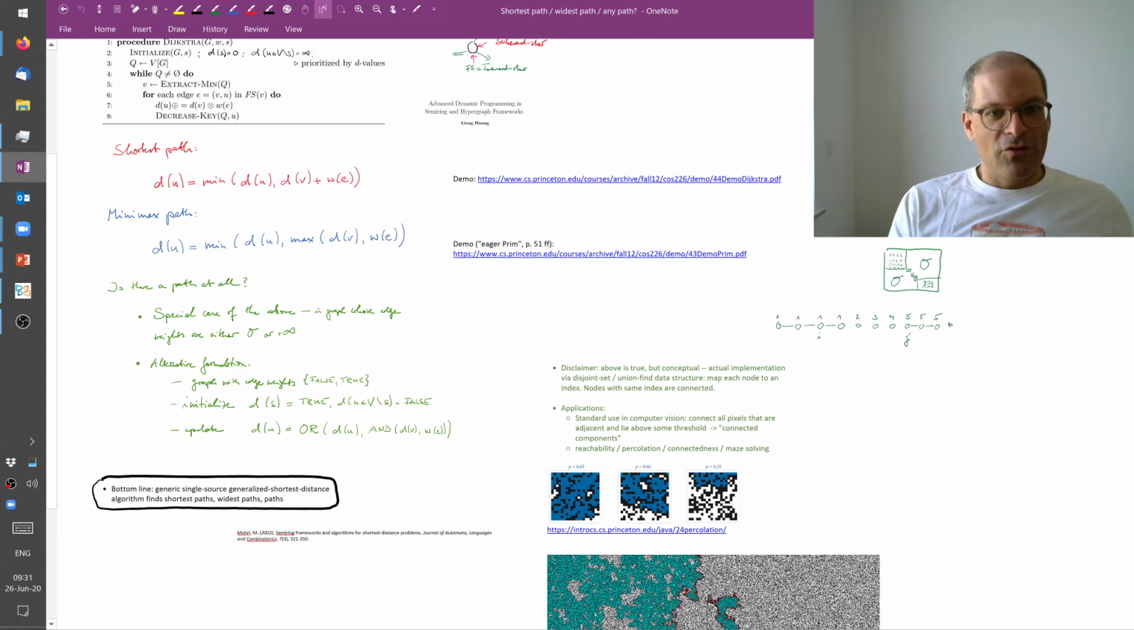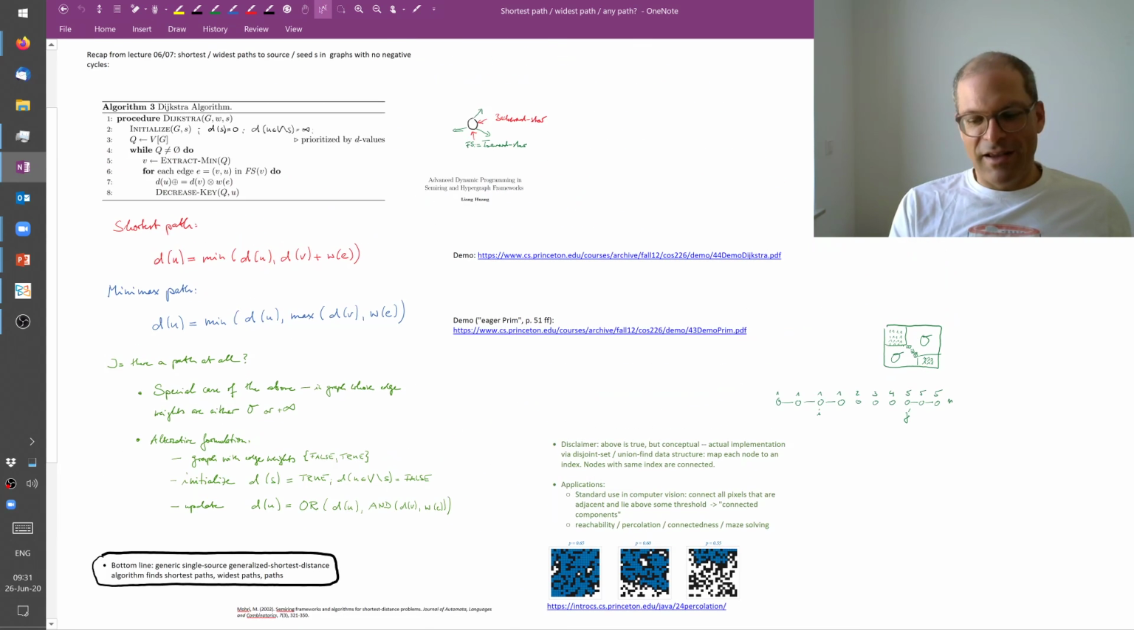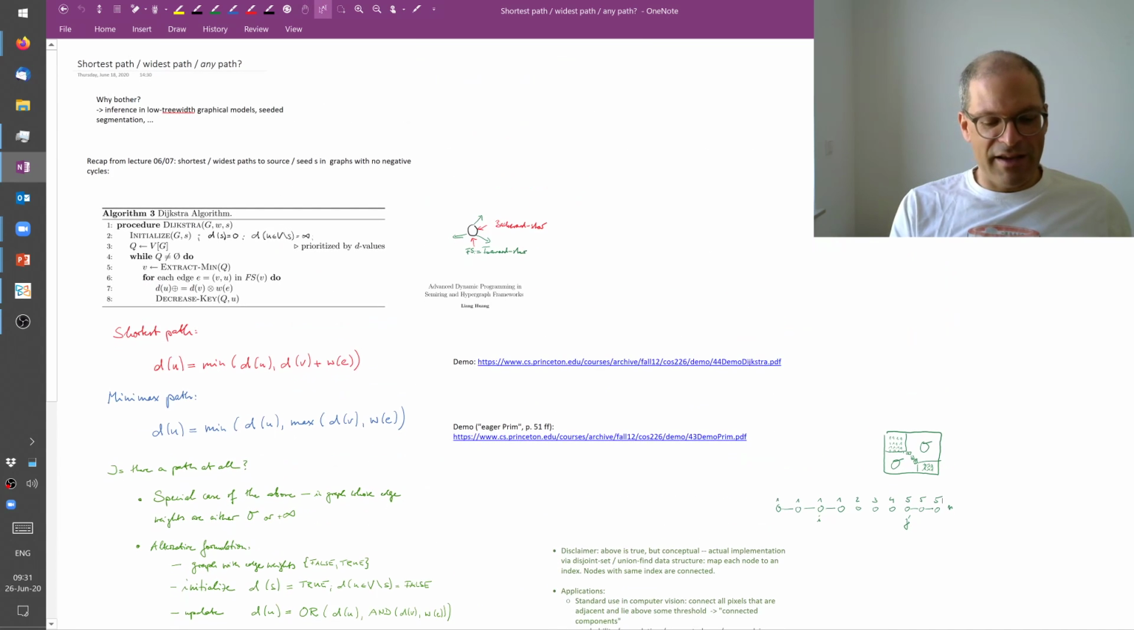All right, so we have seen a unifying algorithm in terms of single source shortest path, and next I want to give you a unification of the all pairs shortest path problem in terms of matrix operations.